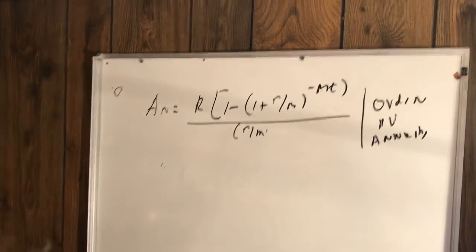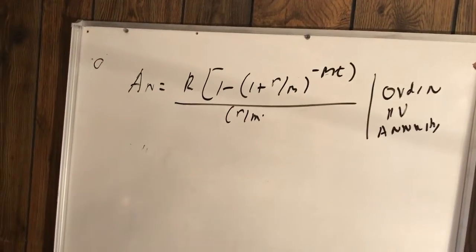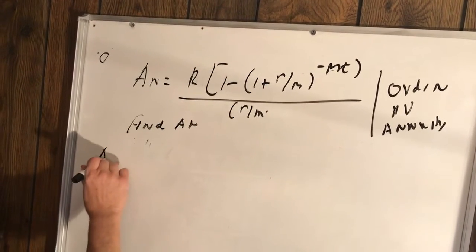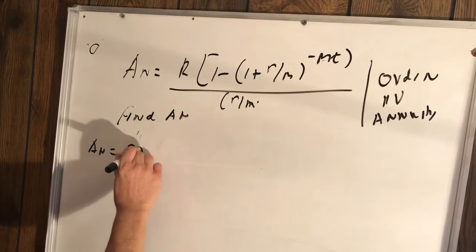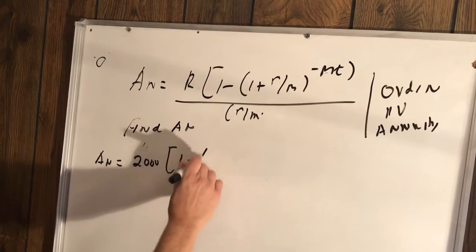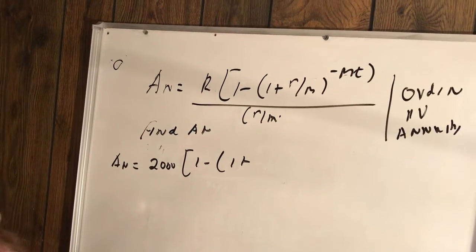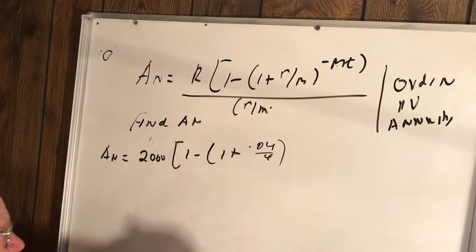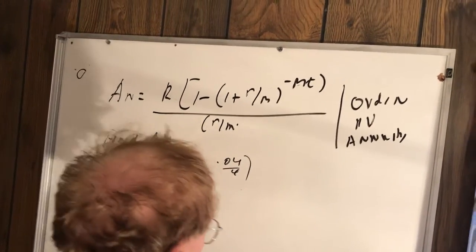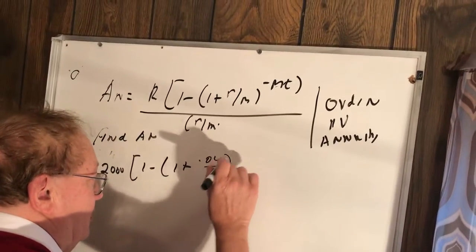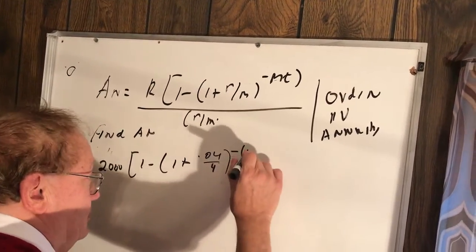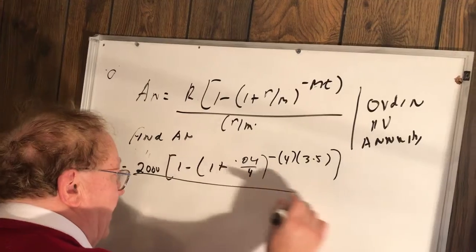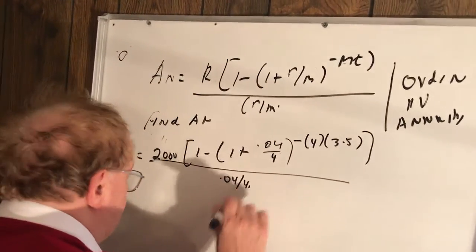So, we want to find the lump sum present value. So here we want to find AN. In this case, AN equals 2,000 times 1 minus (1 plus R, which is 0.04, over M, which is 4) raised to the minus MT. Don't forget the minus now, because we're going backwards. Minus M is 4, and T is 3.5. And that's divided by 0.04 over 4.